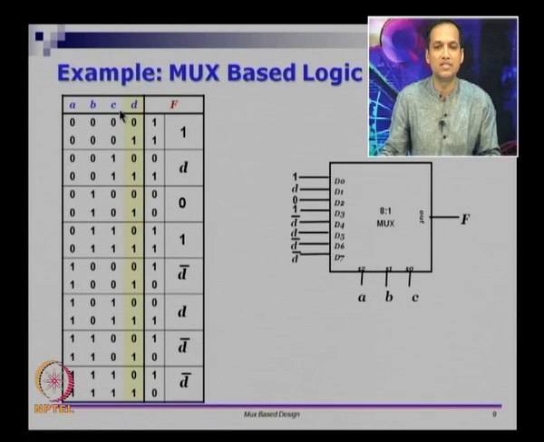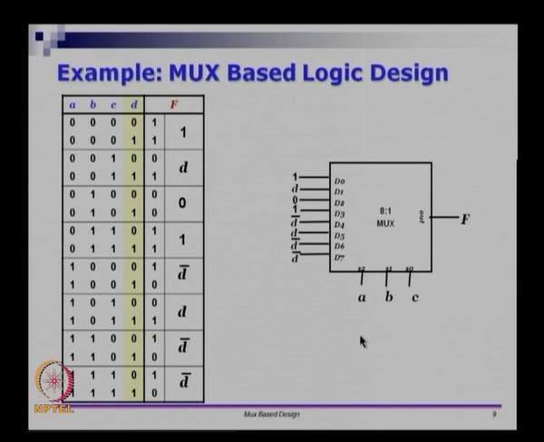What you have is ABC and f in terms of 1, d, d bar and 0. So, you take this 1, d, 0, 1, d bar, d, d bar, d bar, and you plug that here directly. You put that in the appropriate pins though. So, D0 input should correspond to 1, D1 input should correspond to d, and so on, and the 3 select lines are A, B and C. You give them in the same order from the highest bit to the lowest bit. That is the order that we have taken. So, this is one way in which we can do circuits using MUXes.